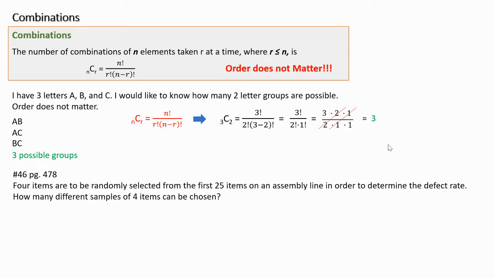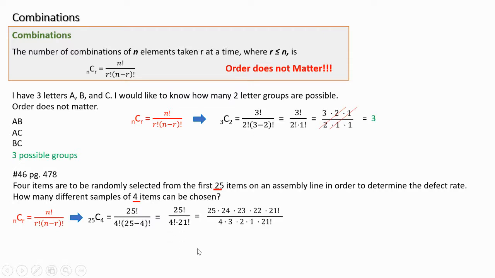Now, this is number 46 on page 478. 4 items are to be randomly selected from the first 25 items on an assembly line in order to determine the defect rate. How many different samples of 4 items can be chosen? So here, guys, it doesn't matter the order, because they're going to select items to determine the defect rate. And then they want to get how many different samples of four items can be chosen at a time. So it's going to be 25 combination 4.